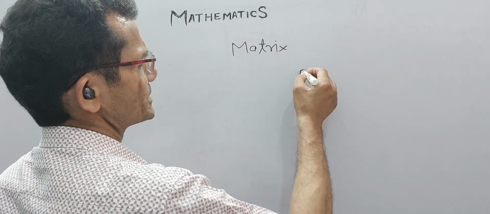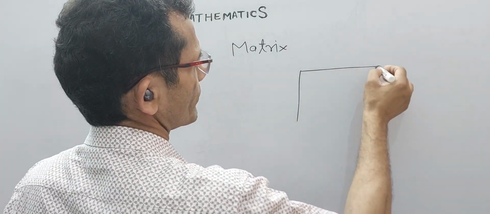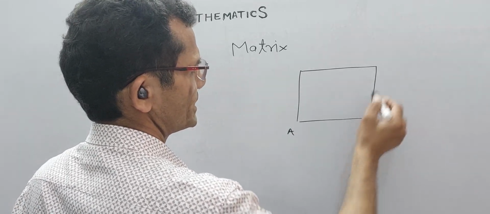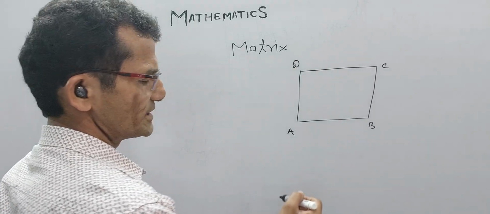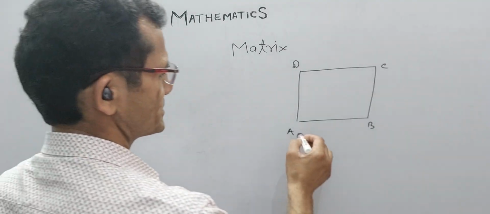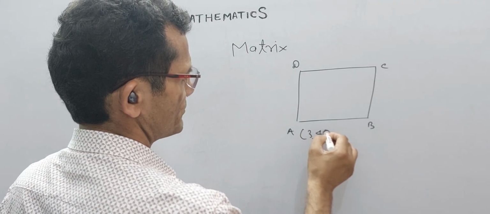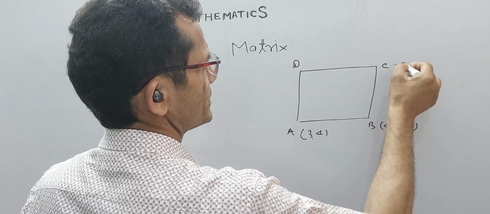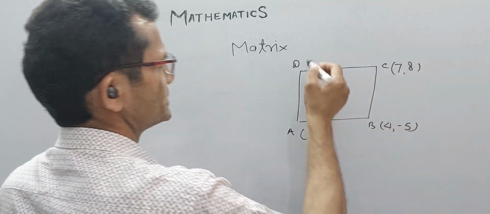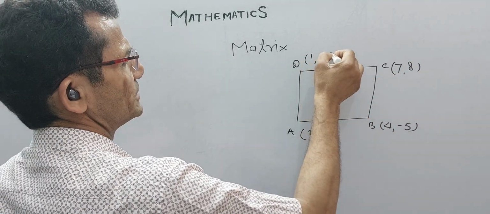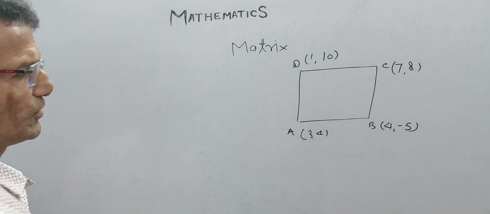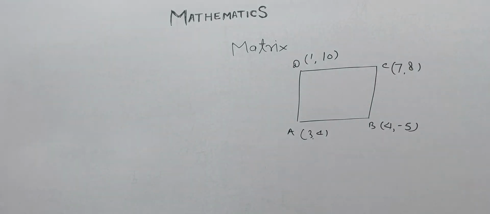Now consider a quadrilateral. This is the quadrilateral whose vertices A, B, C, D are already given. How do we write this information in matrix format? Suppose the coordinates are 3, 4; 4, minus 5; 7, 8; and 1, 10. So these are the vertices of the quadrilateral ABCD. How do we write it in matrix format?